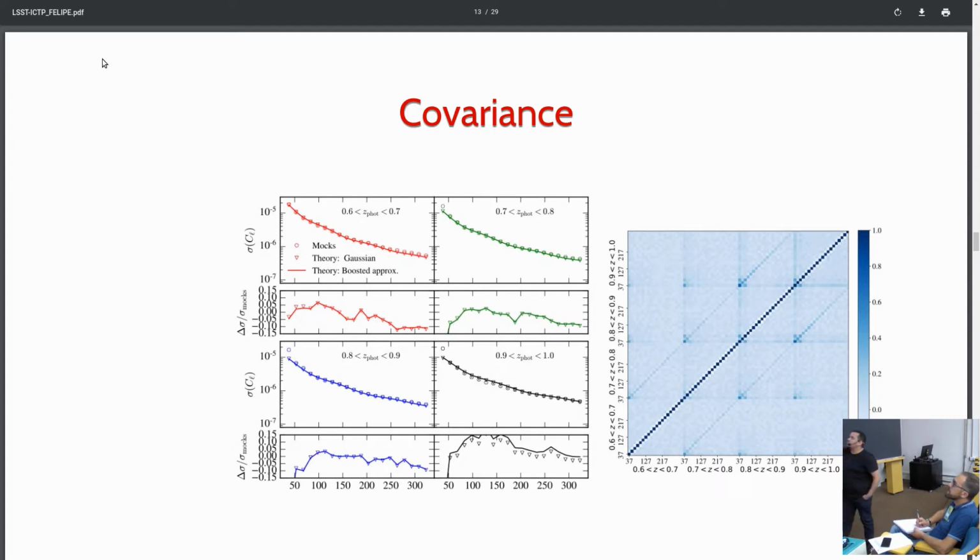So using these mocks, we check the covariance. Here is the correlation matrix, and we check the covariance against the Gaussian theory. So we can see here that the covariance is very well behaved. You have small deviations, under 10%, for the scales that we are using.